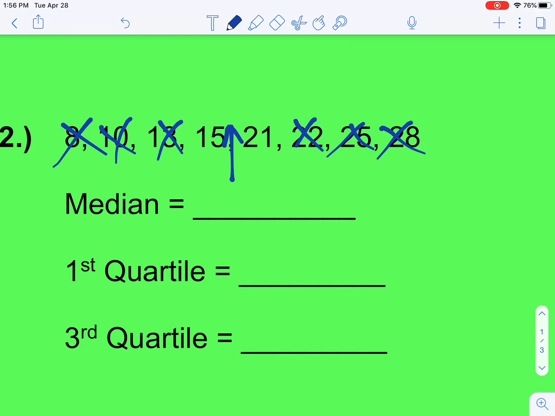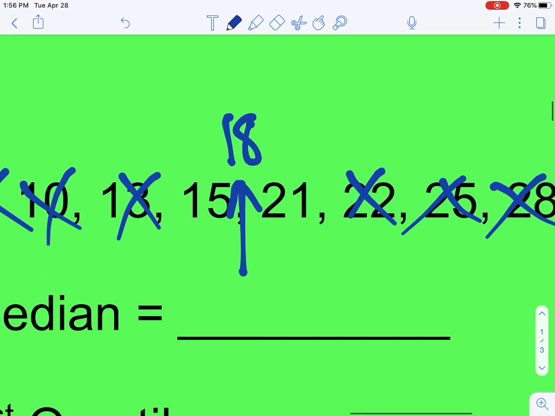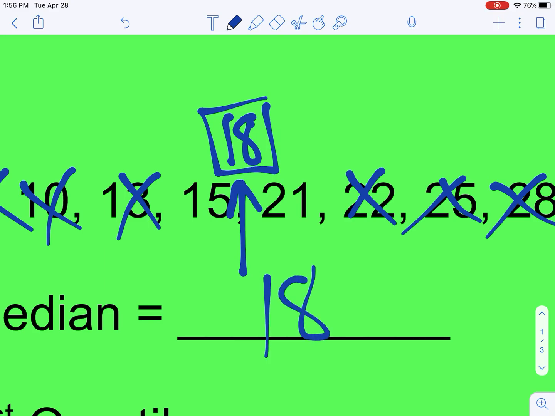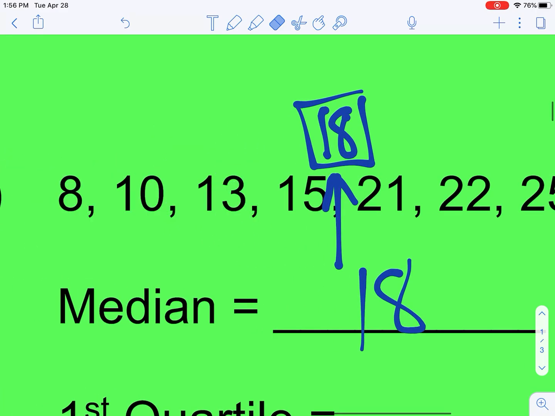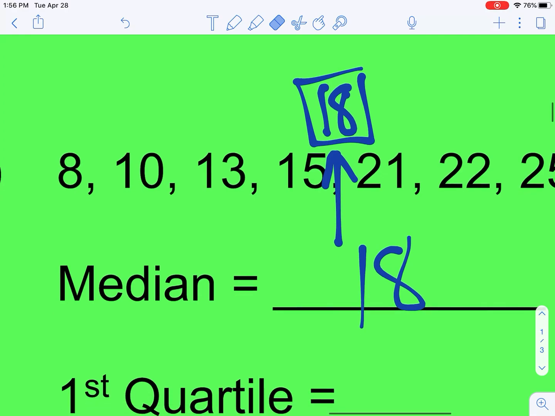All you need to do is add them together. So 15 plus 21 and then divide by 2. And I know that 18 is going to actually be my median of this one. Now when that happens, I did not use 21 or 15. So I'm going to use 21 and 15 when I am looking for my first and third quartile.